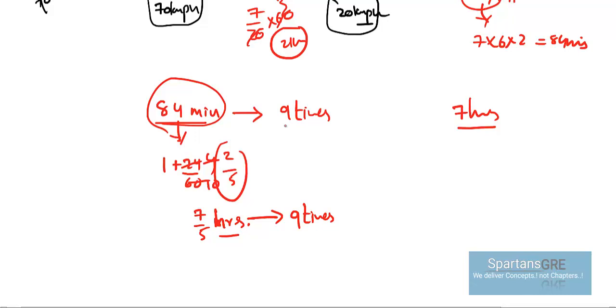Now they have asked for 7 hours. In 7 hours, how many times do they meet? So in 7 hours, they meet exactly 45 times. That's it. They have asked for the meetings. So your answer for this question will be 45 times.